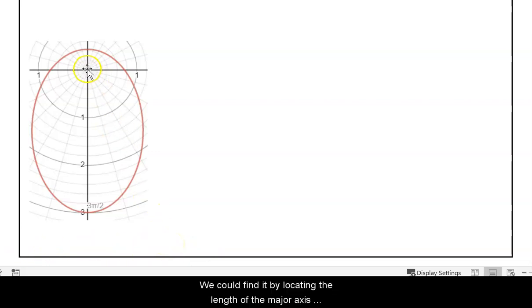We could find it by locating the length of the major axis, computing A and then C, and then locating the other focal point here, then using the focal parameter to find the distance to the other directrix line. I won't require you to do this. Now let's take a look at another example.